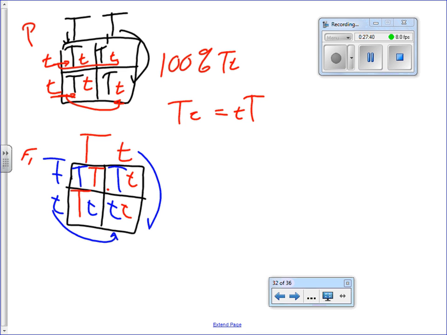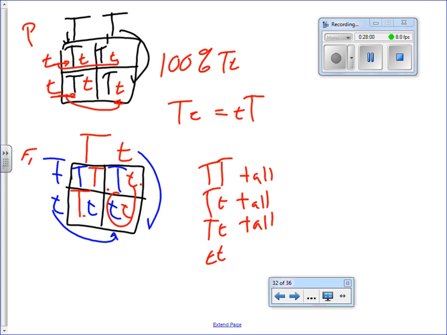So, big T, big T, is this one tall or short? Tall. Big T, little t? Tall. Big T, little t? Tall. And little t, little t, short. So then we get our 3-to-1 ratio. But this also shows that those three tall ones are not all exactly the same. One of them is purebred for the trait, these two are hybrid, and then short is purebred. Make sense? Yeah? All right.